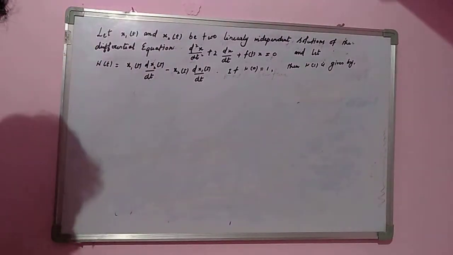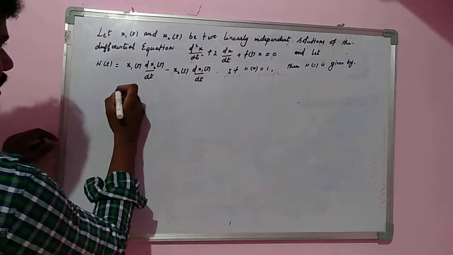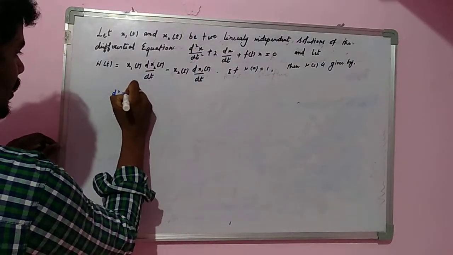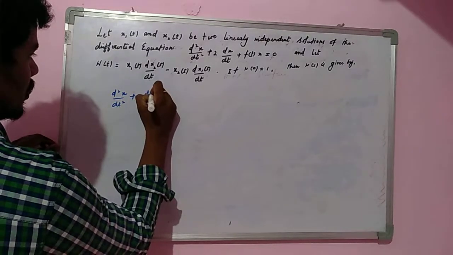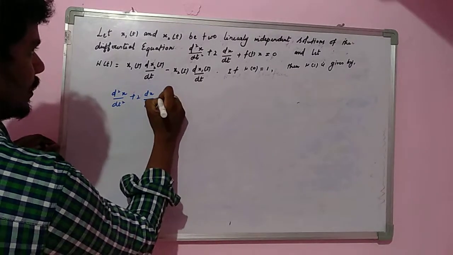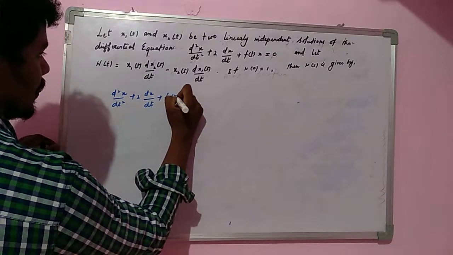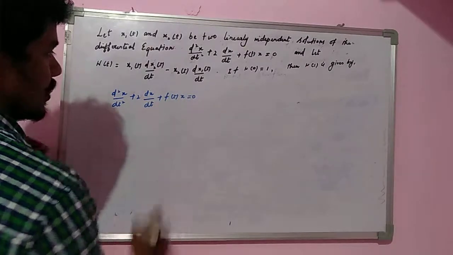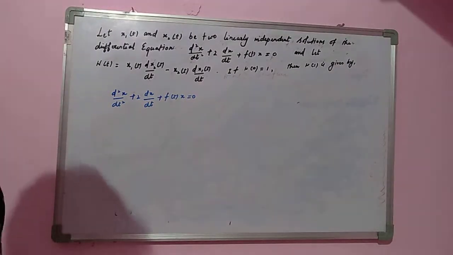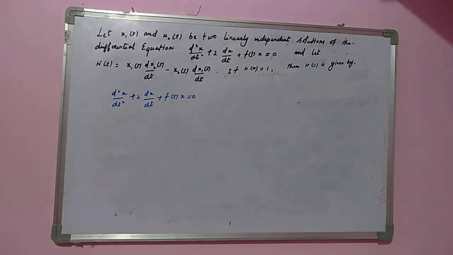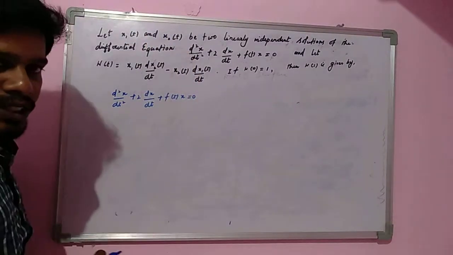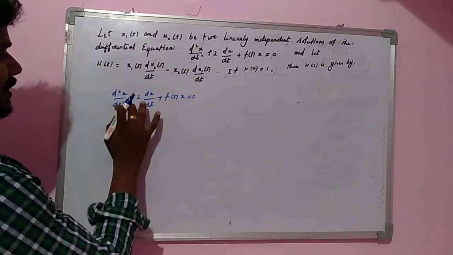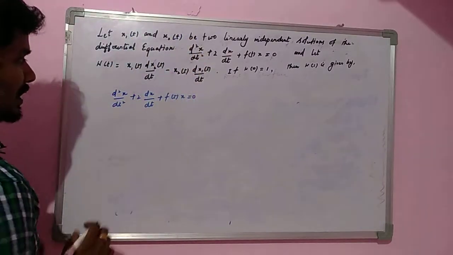So let's write the differential equation first. The given differential equation is d²x/dt² + 2 dx/dt + f(t)x = 0. That's the given differential equation. So x1, x2 are the solutions. The x1(t) will satisfy the equation, and x2(t) also will satisfy the equation.